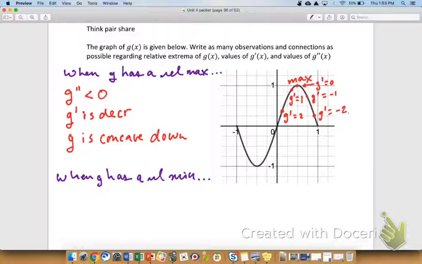So let's go back to the start here. It appears that G is concave down. It appears that G prime is decreasing. It appears that G double prime is negative. And we trace that all the way back to the place where G has a relative max. That makes sense? Okay, we're going to formalize this here in a minute, but that is a really nice observation.